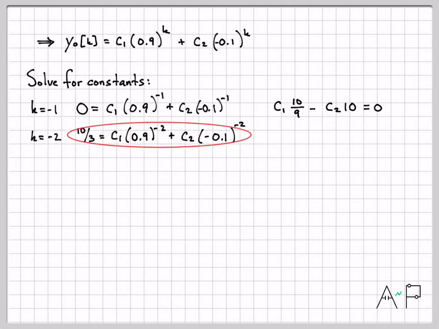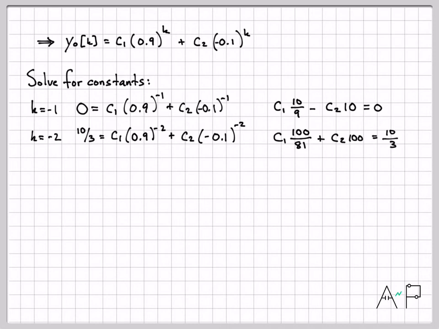And then I can do similar work here to just simplify the algebra. Let's get rid of those exponents. 0.9 to the -2 becomes 100 over 81. 0.1 squared becomes 100. So I now have this equation. So this looks a little bit nicer in terms of just trying to solve for these constants.